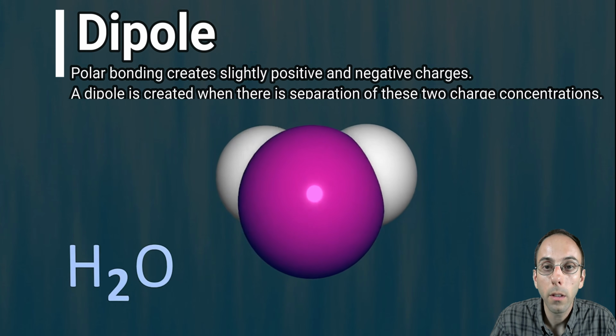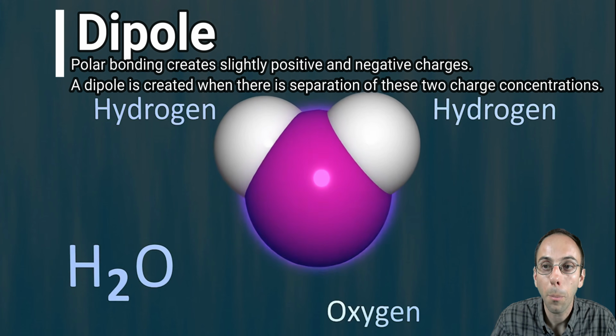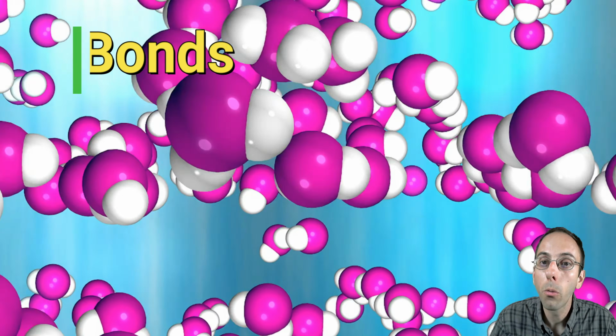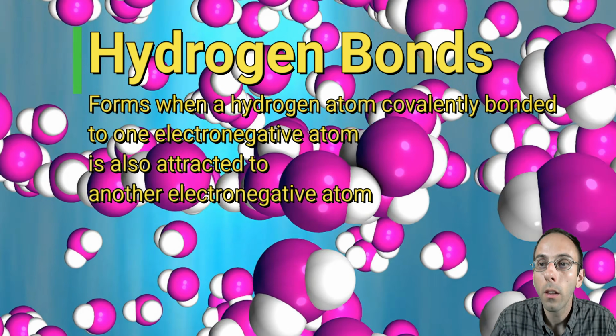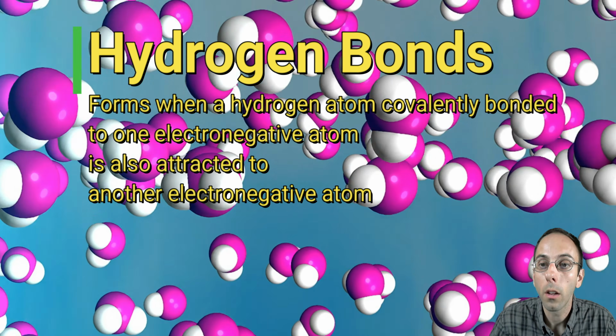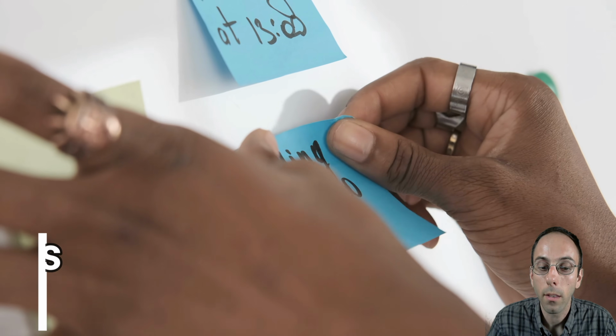See the example here with a dipole. Polar bonds create slightly positive and negative charges. Dipoles are created when there's a separation between these charge concentrations. We see that with water, and that will form hydrogen bonds. That forms when a hydrogen covalently bonded to one electronegative atom is also attracted to another electronegative atom. With the presence of hydrogen, they're kind of like little magnets that stick together.